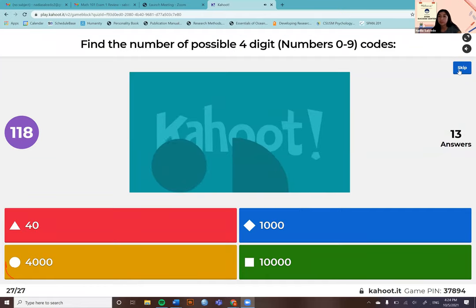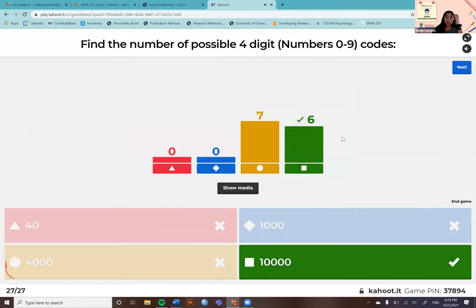All right, I'm just going to skip it. So it's going to be 10,000. The reason for this: the problem is asking us to find the number of possible four-digit codes, and the digits can each be numbers 0 through 9. So we're going to be using the counting principle. The counting principle formula is N times M. There's probably been problems like this, like number of sweaters and different combinations. It's basically just finding how many different combinations you can have total.